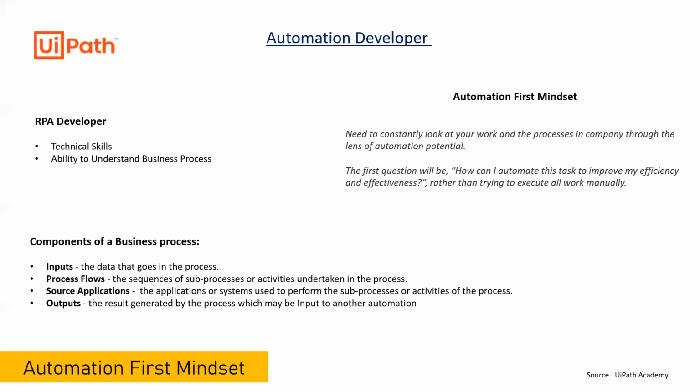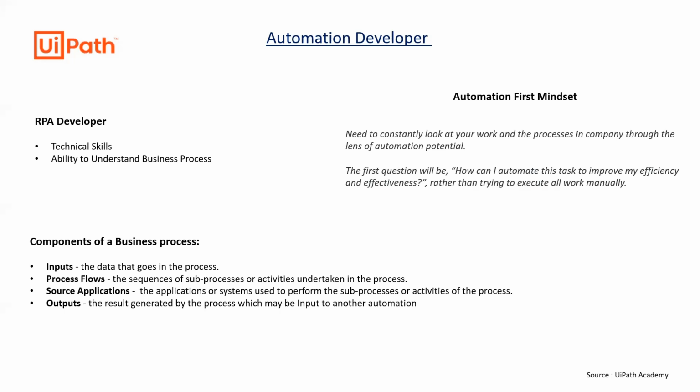So there is a mindset which is called the automation first mindset, which means that the developer needs to constantly look at the work and the processes through an automation lens. And the first question you should ask is, how can I automate this task to improve the efficiency and the effectiveness? Why are we doing the automation? We are doing the automation to remove the repetitive and manual work which the employees are doing. So the first thing you should have to work as an RPA developer is an automation first mindset. That means you should be able to identify that, okay, yes, this is work which is absolutely mundane and repetitive, and why don't we automate it?